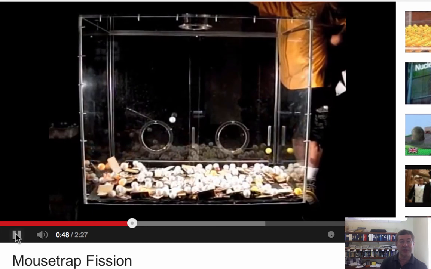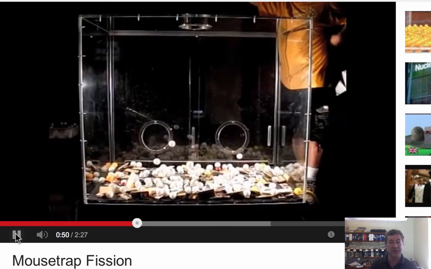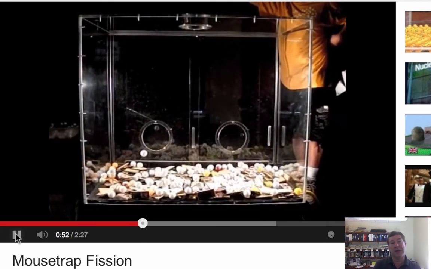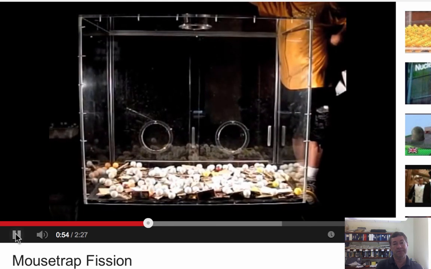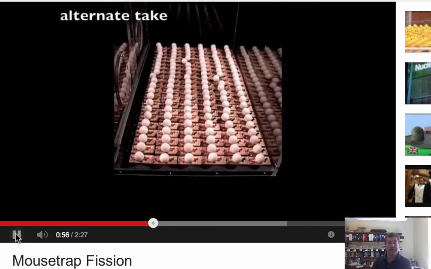So in a surprisingly short amount of time, just a few seconds, all of those mousetraps are sprung. All the fissionable material gets fissioned. All that energy released explosively, suddenly.